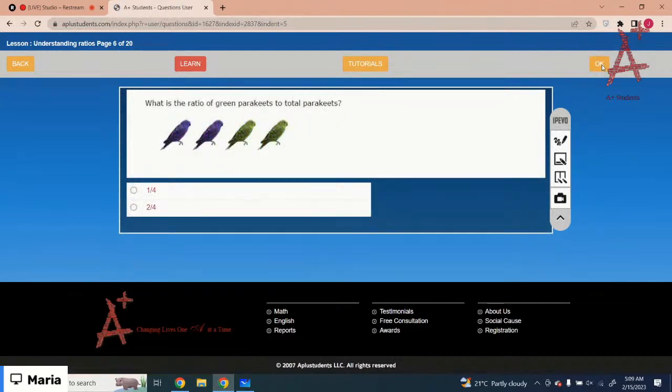What is the ratio of green parakeets to total? Yes, 2 of them are green and in total they are 4. So it would be 2 to 4. Got it?